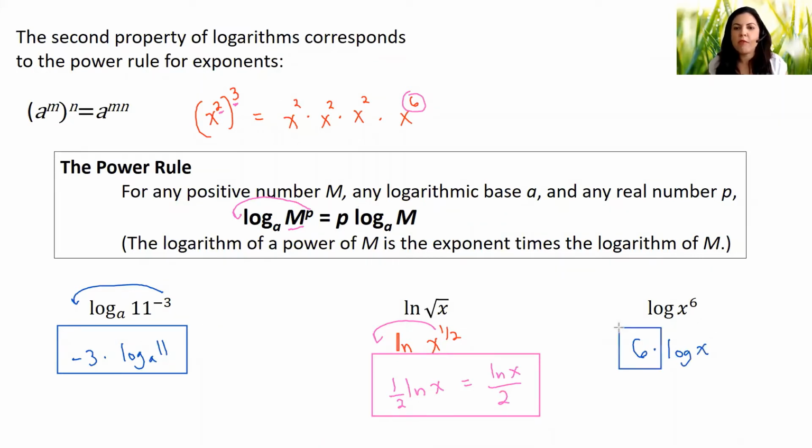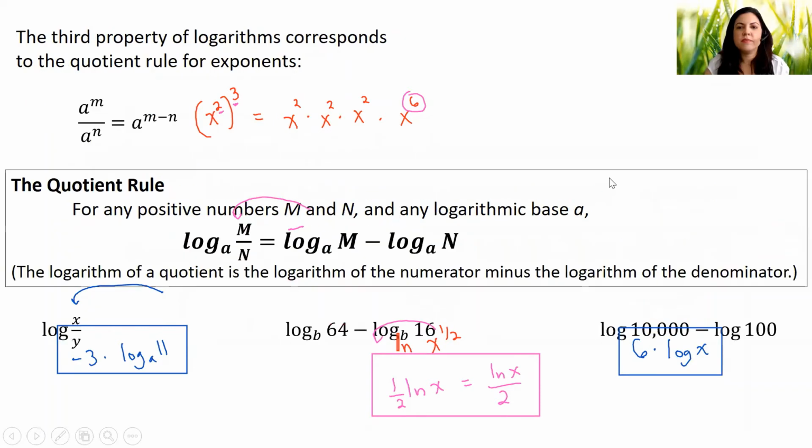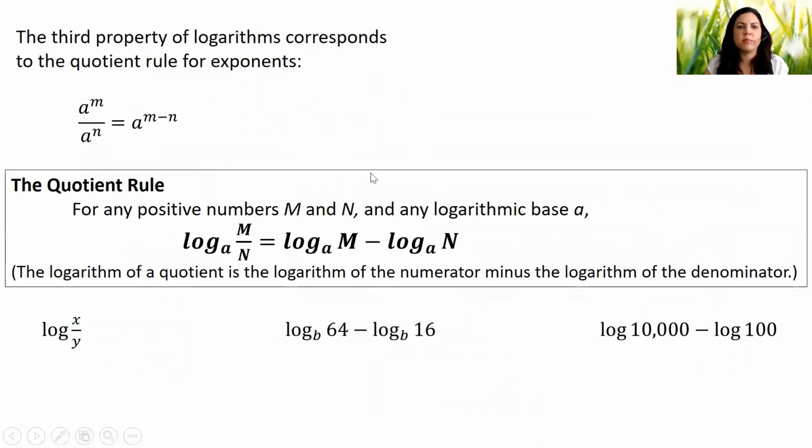So that power rule, again, lets us change these logarithmic expressions. And the reason we're doing this is so that later, by the end of this video, we'll be able to use these to change different expressions and also maybe solve some equations. All right, so the next property that we are going to look at is the quotient property.